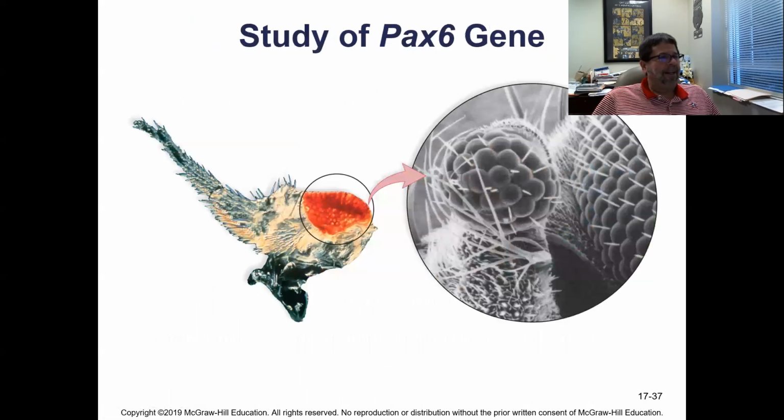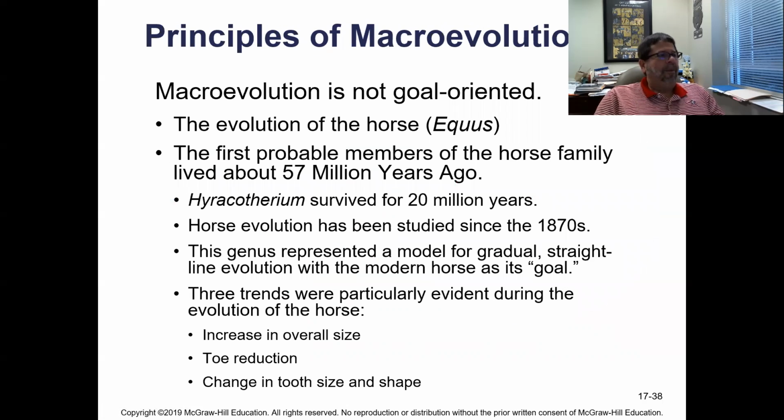And here they have taken the PAX6 gene and put it on a fruit fly leg, and you have an eye forming there on this leg. I had to go back and double check what this is. That is an eye forming on the leg of a fruit fly. Wow. Okay. So macroevolution is not goal oriented, but it is what it is. Nature over time selects for things.